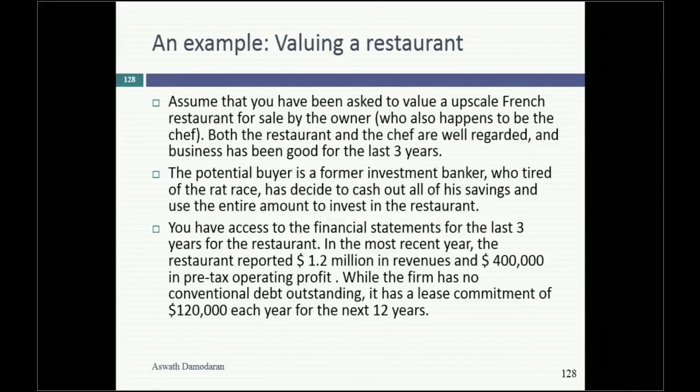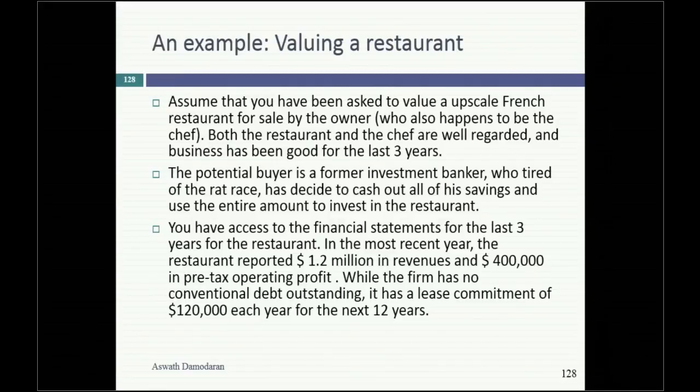The restaurant is doing well, business has been good, so you're looking at a good business. The potential buyer is a former investment banker who's always wanted to own a restaurant but doesn't know how to cook. He just wants the glamour of having an upscale restaurant. He's going to take his entire savings, and this is going to be key, and put it into the restaurant.